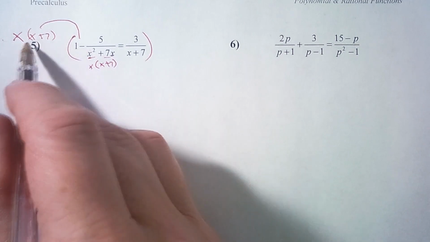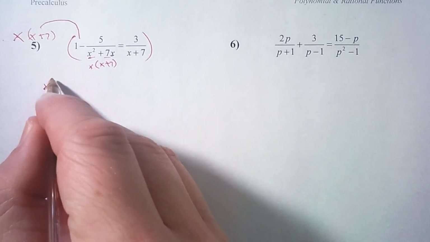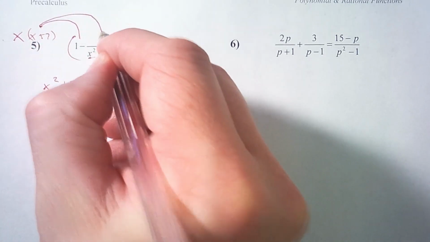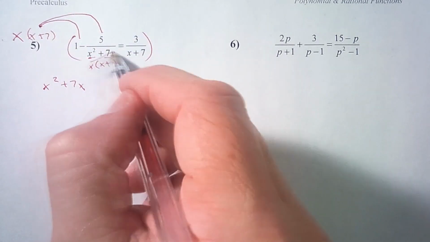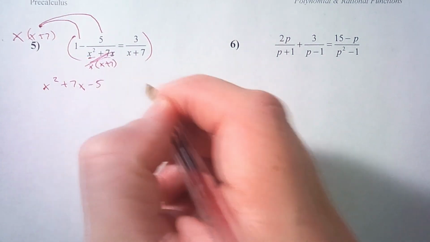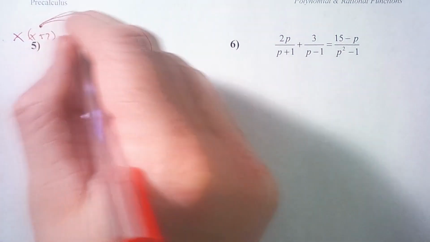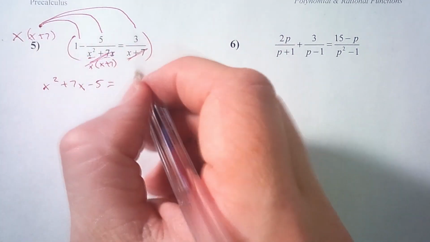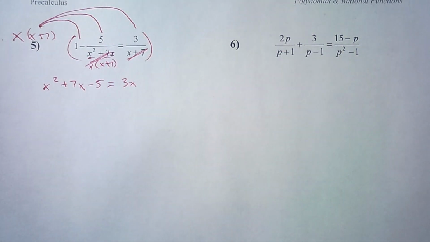So I distribute that here and nothing cancels. So I get x times x plus 7, which is x squared plus 7x. I distribute here and everything cancels. So I have nothing left to multiply by. So I have minus 5. And when I distribute here, x plus 7 cancels. So all I have left is an x. So I have 3x.